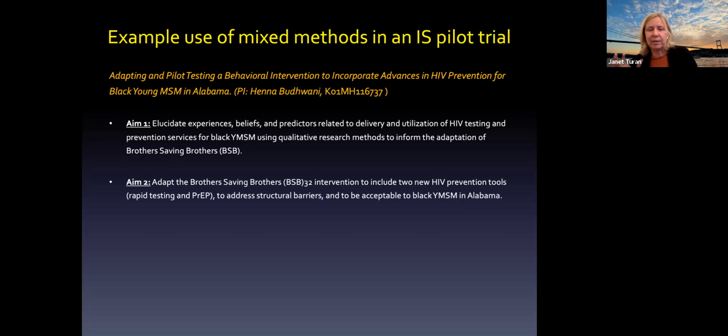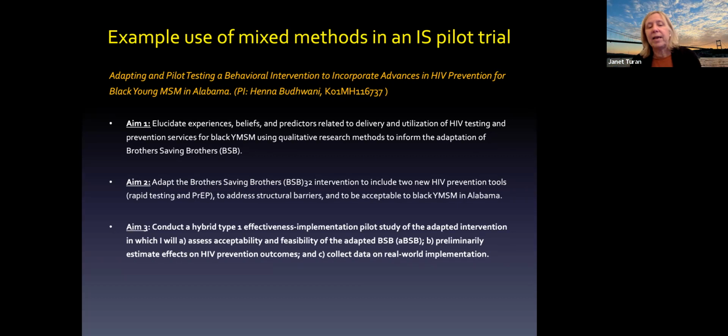So then the second aim is about adapting that intervention to include both rapid testing and PrEP to also address structural barriers and be acceptable to that population. So she's using the data collected in aim 1 to inform this adaptation process. And then aim 3 is, I guess, more of the core implementation science piece, where she's doing a hybrid type 1 effectiveness implementation pilot study of the adapted intervention.